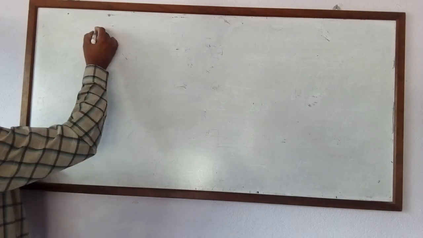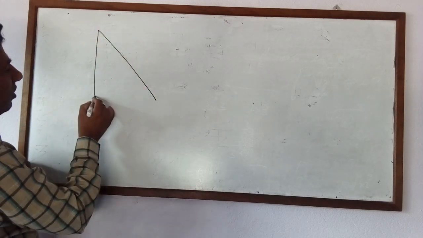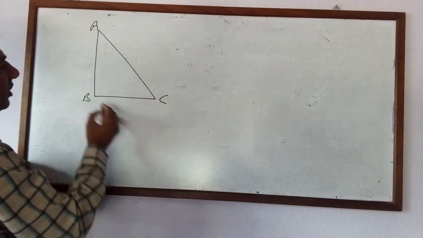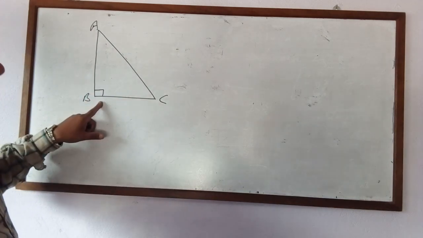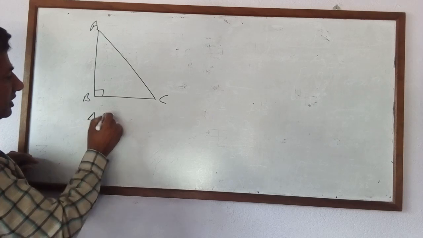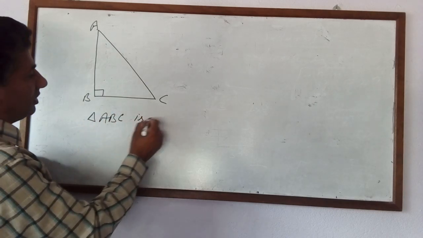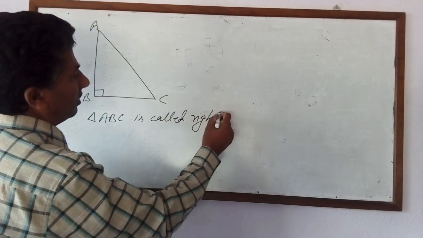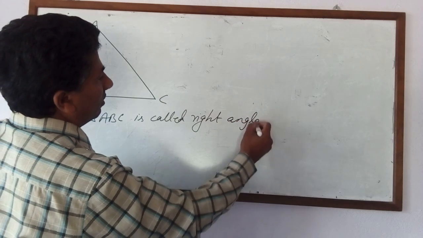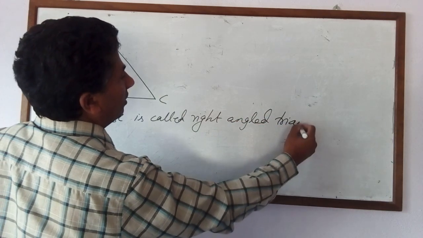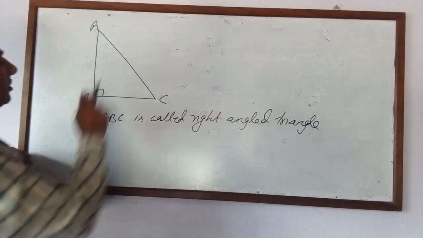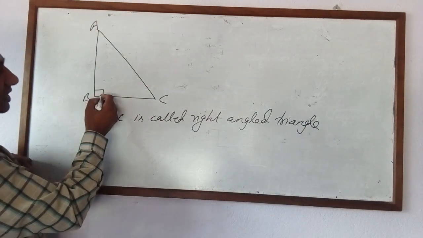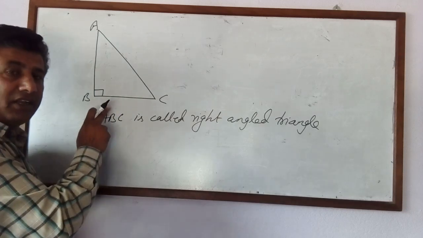Right angle triangle means a triangle having one angle 90 degree. Now this is a triangle. In this triangle, this angle is 90 degree. If one angle is 90 degree, then this triangle ABC is called a right angle triangle. Now in this triangle, it has three sides, AB, BC and AC. Out of these three sides, this angle is 90 degree, that's why it is called right angle triangle.